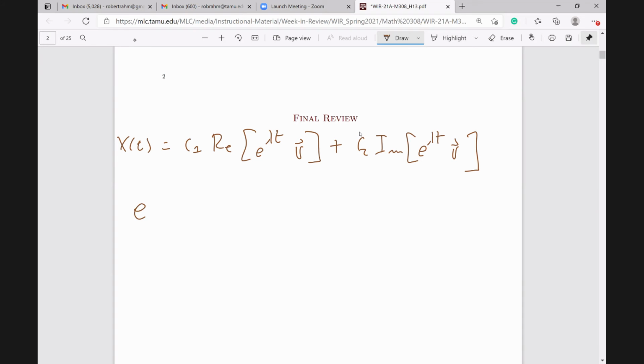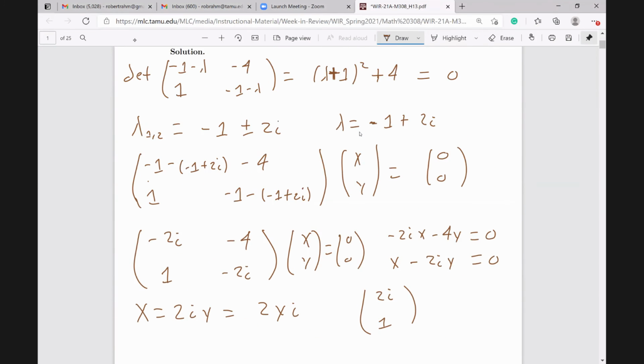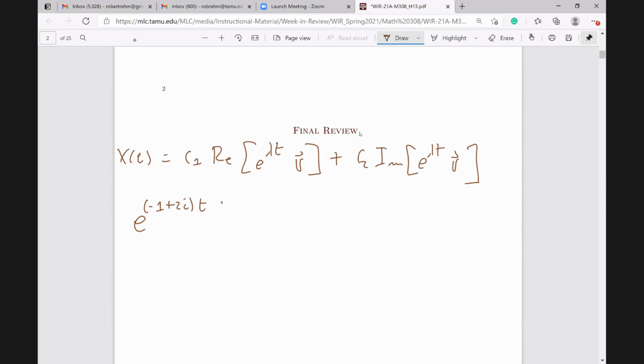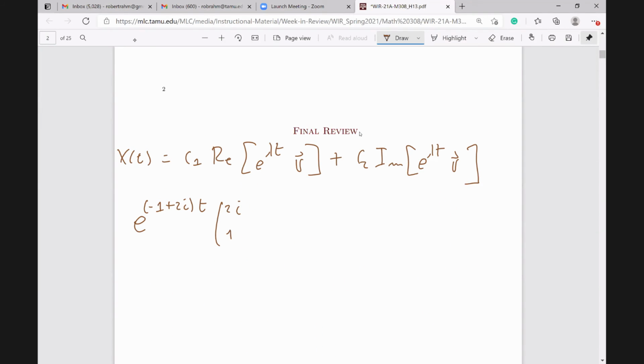Okay, so e to the lambda t, this is e to the (minus 1 plus 2i)t. I think that's what lambda is, right? Yeah, minus 1 plus 2i, times the vector, which is 2i, 1. Okay, and so we'll start like this. What we're basically going to do is write the exponential in terms of its real and imaginary parts, write the vector in terms of its real and imaginary parts, multiply those, and split those into their real and imaginary parts.